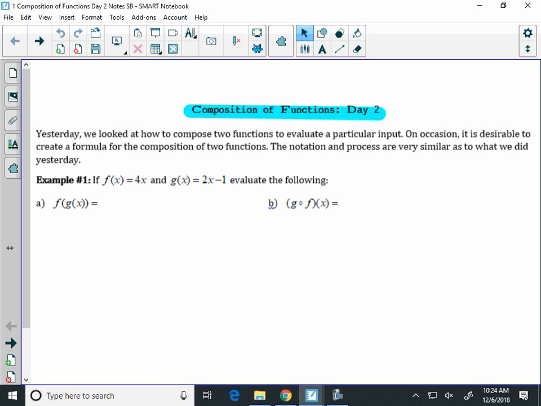Alright, so yesterday we composed two functions, and our input was always a number. Today we're going to compose two functions, and we're going to be having x's in our answers. So let's just jump right into an example. That's the best way to see this composition.